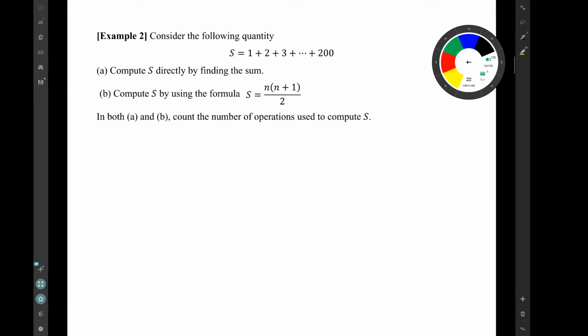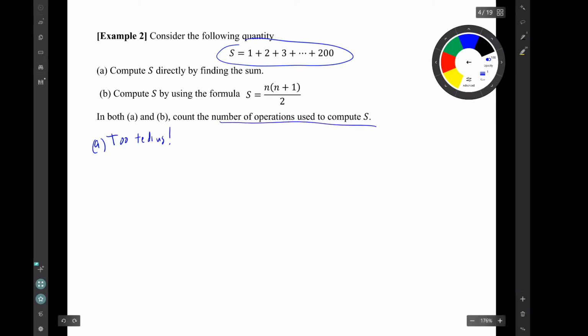Example 2. Consider this quantity. S is this sum. So question A is compute S directly by finding the sum. Well, that's too tedious. I can say how many operations that will be required to do that. It would require 199 operations. But again, it's too tedious. I refuse to do it. Question B, though. Find the value of S using this formula.